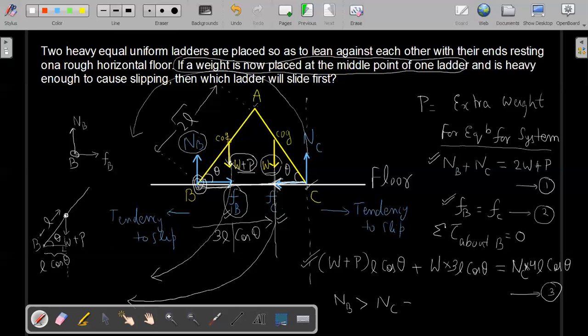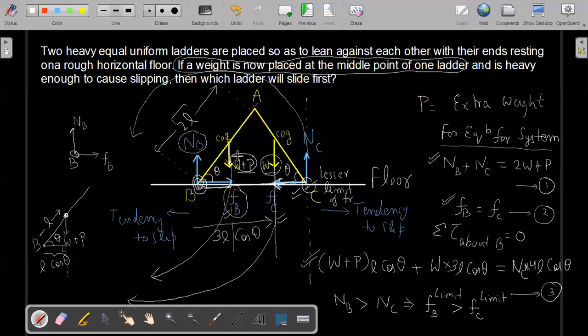And if the normal at B is more than the normal at C, the limiting friction force at B, which is mu, the coefficient of friction, multiplied by the normal reaction force, will be more than the limit of friction at point C. Since the coefficient of friction will be similar for both points, but the normal reaction force at B is higher than the normal reaction at point C, the limit of friction at point B will be more than at point C. We have a lesser limit of friction at point C, and therefore more chances of slipping at point C.